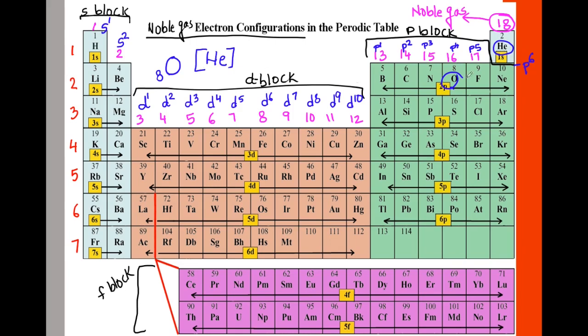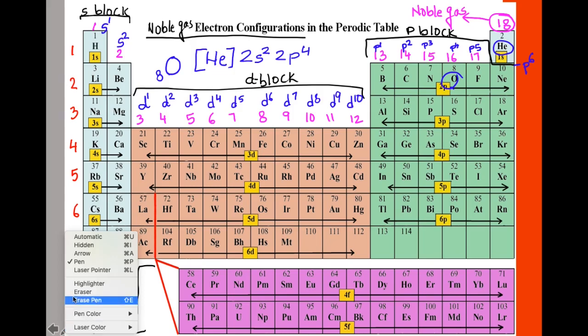And after helium, we start with period 2, that means energy level 2, and the sublevel would be S. And we know that there are 2 electrons in the sublevel S. After that, we move on to the second energy level, sublevel P, and we know that oxygen is in P4. This is P4. The number of electrons in the sublevel P would be 4: 1, 2, 3, and 4. This here is the noble gas configuration for oxygen.